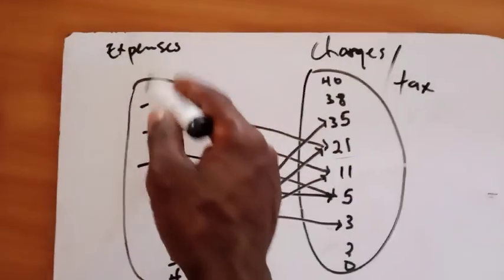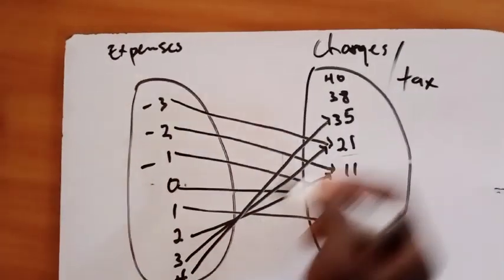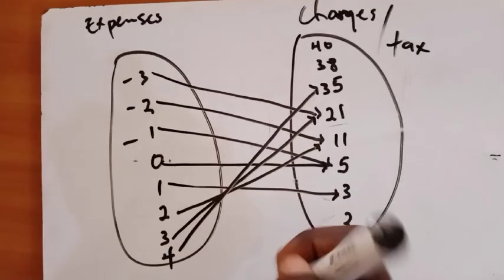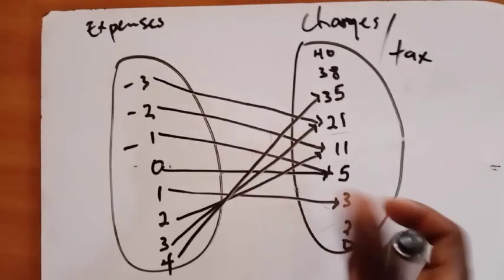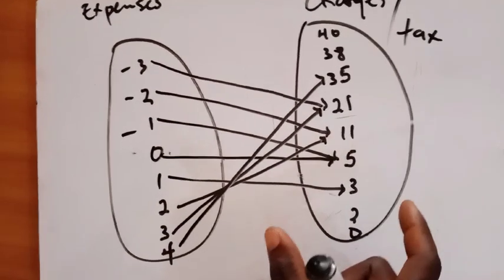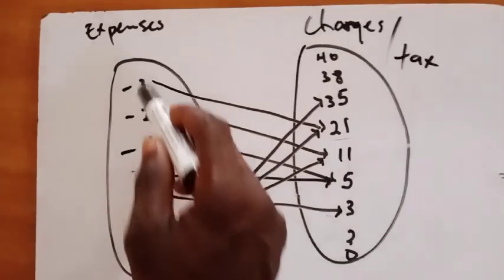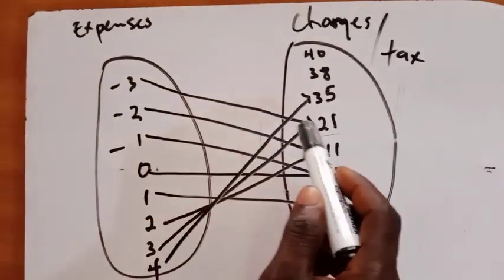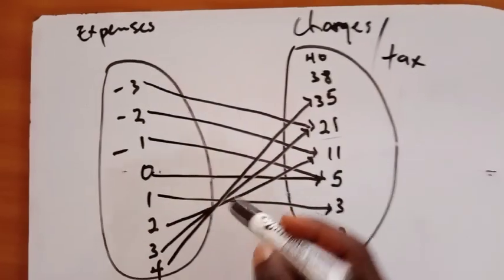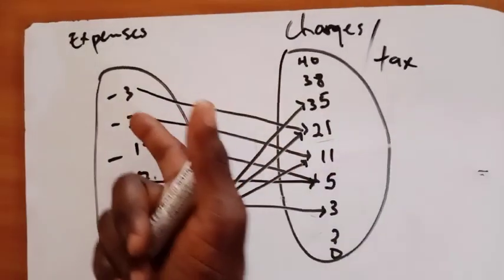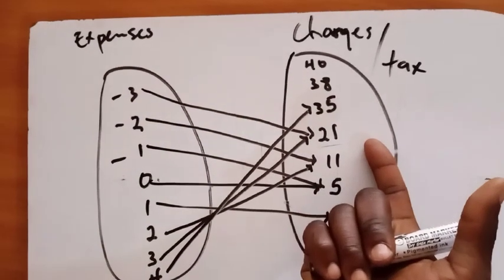If this set contains the expenses that you made, and this is the charges, for a very clear purpose, what is the meaning of the range? If you know the meaning of the range, you should be able to answer this question. You can only have a range here if the input has an outcome. So your expenses must incur charges. Without expenses, you are not going to have charges, right?